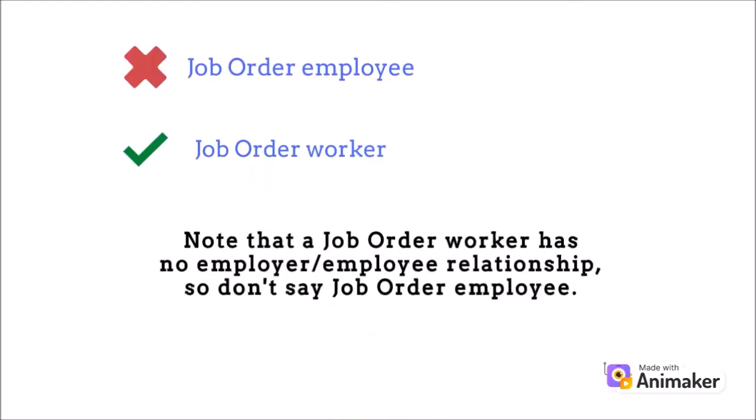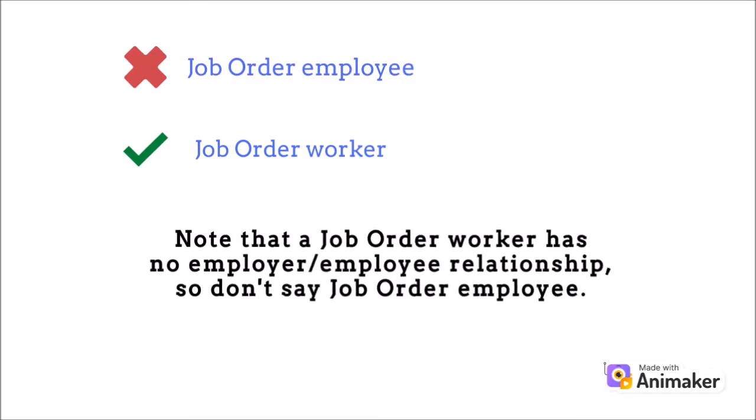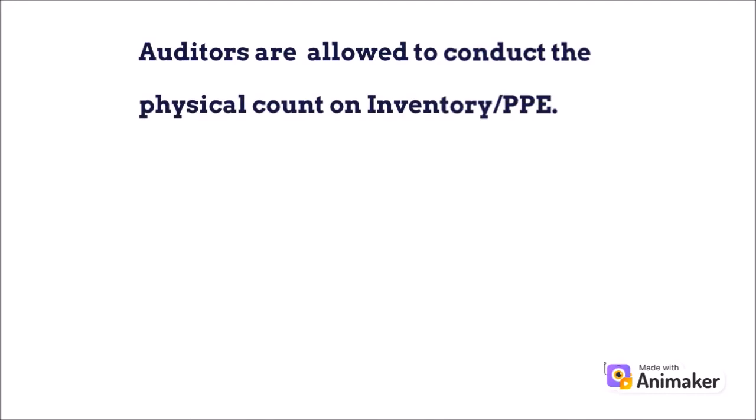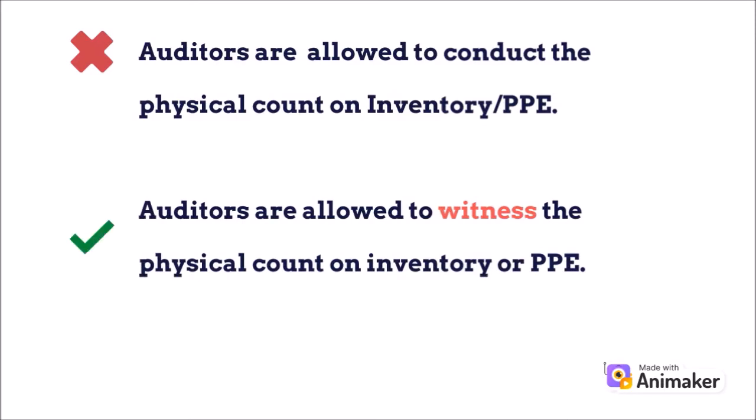Note that a job order worker has no employer-employee relationship, so don't say job order employee. Don't say that auditors are allowed to conduct the physical count on inventory or PPE. Say that auditors are allowed to witness the physical count on inventory or PPE.